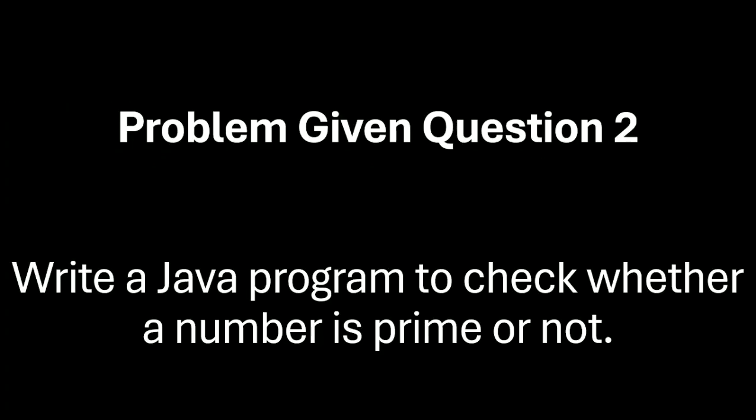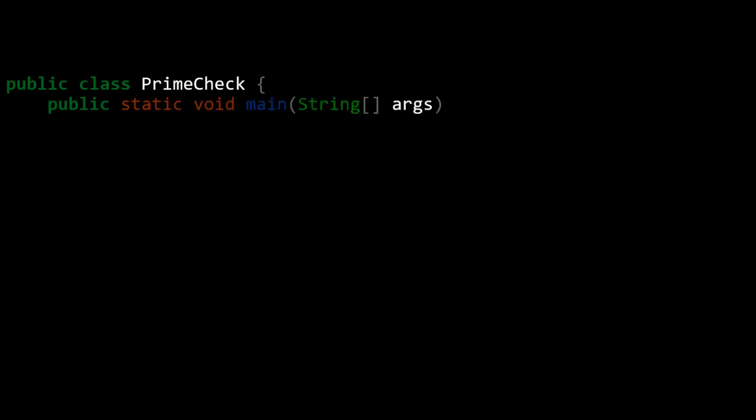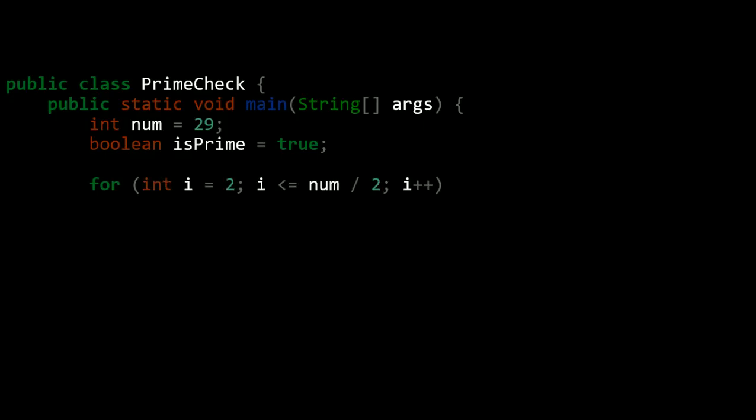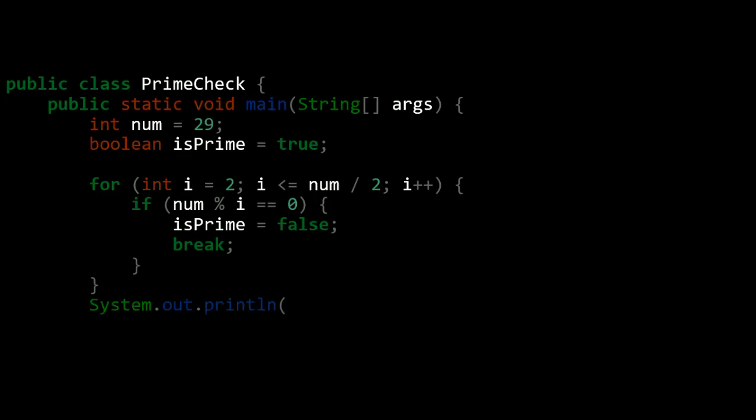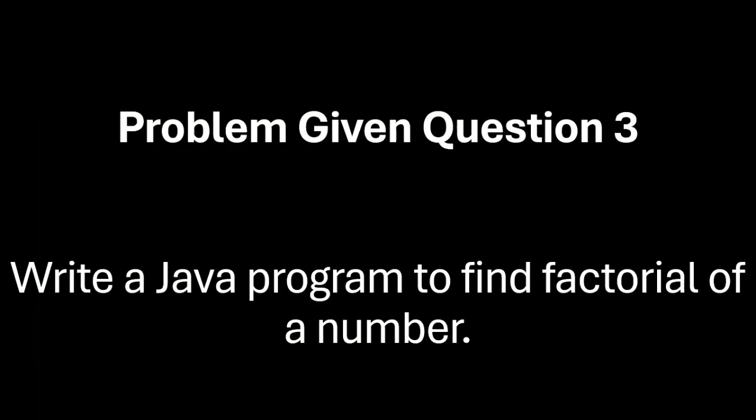Let's move to the second question. Write a Java program to check whether a number is prime or not, an important one, right? In this solution you can see there is a main method and the number is given. Then isPrime has a default value of true, and then comes your logic. We have implemented the logic to start with 2 and move up to half of the number, dividing each time. You can see the complete solution, very short and sweet, that you can write in your interviews.